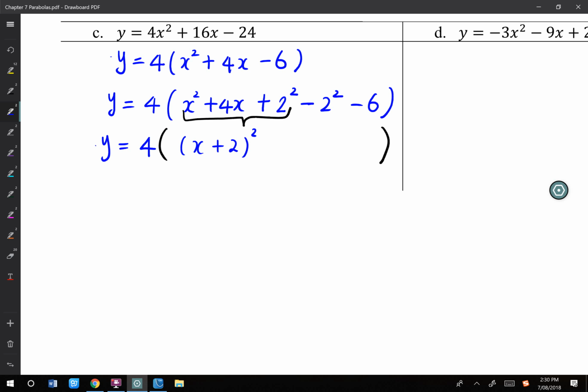And we calculate the other two. So it's minus 4 minus 6. We have minus 10.